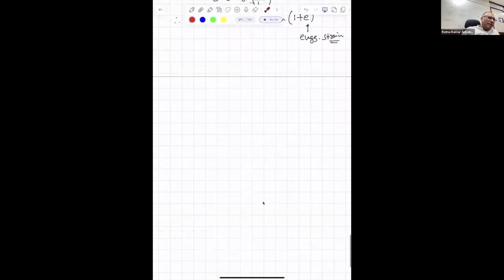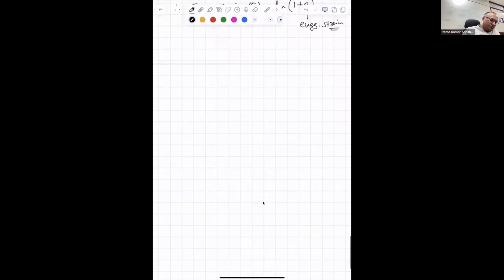So now let us look at this. You have a stress strain curve. This is your sigma and this is strain. I am calling it e because e is engineering strain. Sigma, I am calling sigma e, that is engineering stress.